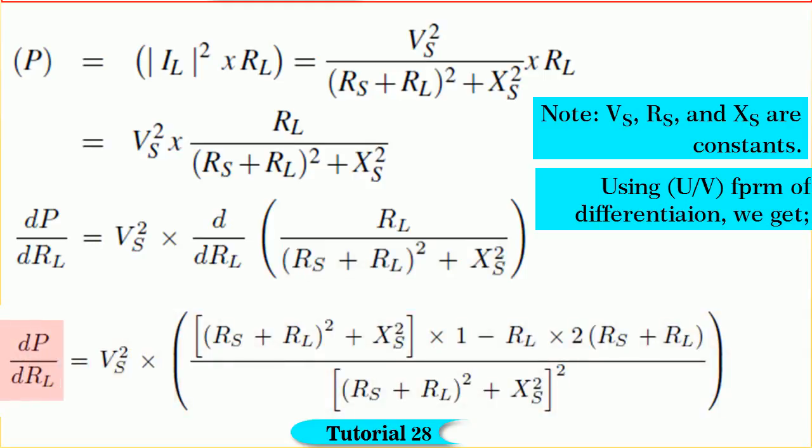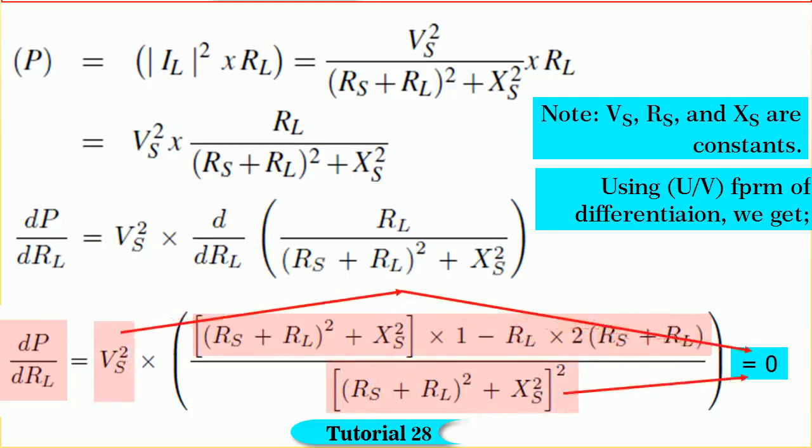If we equate dP by dRL to 0, we are left with only this part, because Vs squared and the denominator taken on the right hand side of the equal to sign result in 0.